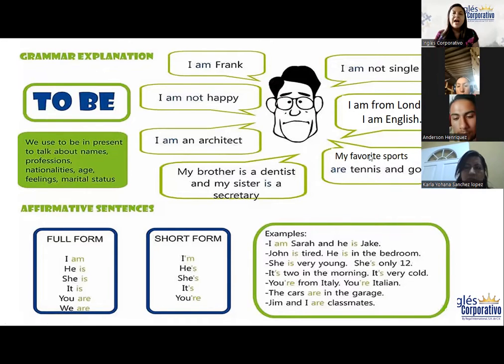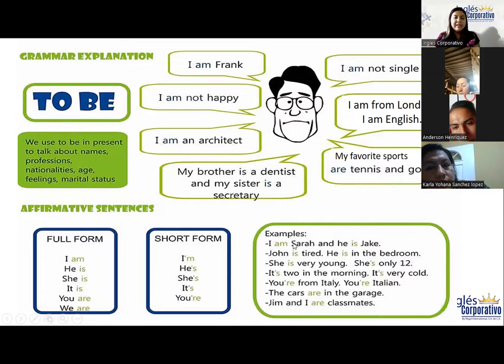So he is married. I am from London. I am English. Cuando uso el from, digo la ciudad o el país. Significa yo soy de Londres. Yo soy inglés. Nosotros diríamos, I am from El Salvador, or I am from Santa Ana, I am Salvadorian. My favorite sports are tennis and golf. Y pongo are porque es en plural, mis deportes favoritos son el tenis y el golf. O puede decir, my favorite colors, my favorite food, my favorite activities, my favorite music, etc.